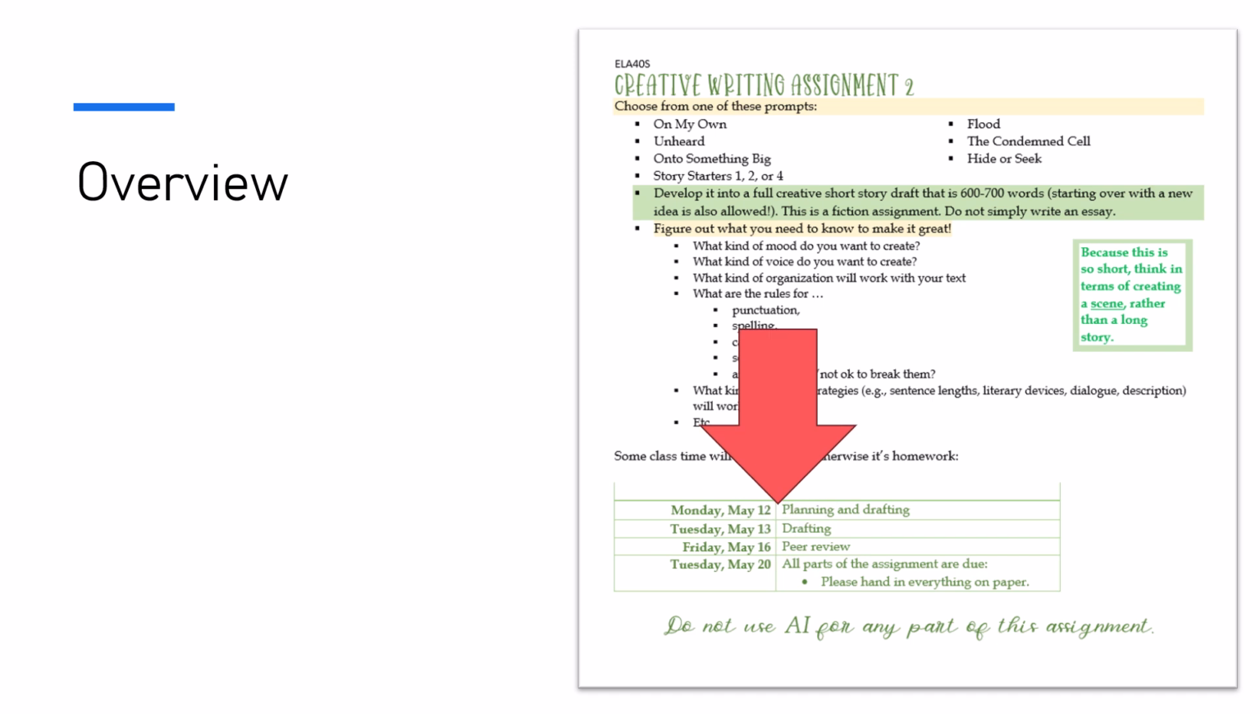This is the timeline: 2 class periods for planning and drafting, then some days to work on it during spares or at home. And on Friday, you'll have time in class for peer review and feedback, plus time to revise. And then the final part and part 2 will be due on the Tuesday next week. The story should be typed, double spaced, and all of it should be handed in on paper.